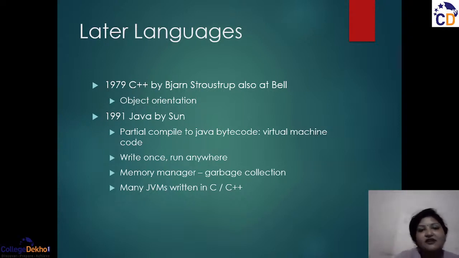And we have a memory manager, that is garbage collection, because a system is developed which uses some hardware, and memory is there. So basically Java focuses on the memory manager, the garbage collector. So many JVMs, what is JVM? Java virtual machines are written in C and C++.